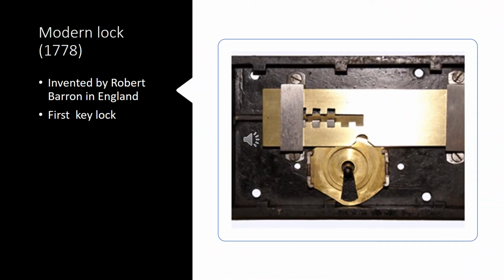The growth of the locks industry, along with the Industrial Revolution in the 18th century, brought along a new era in the development of modern locks. In 1778 Robert Barron from England invented the tumbler lock.